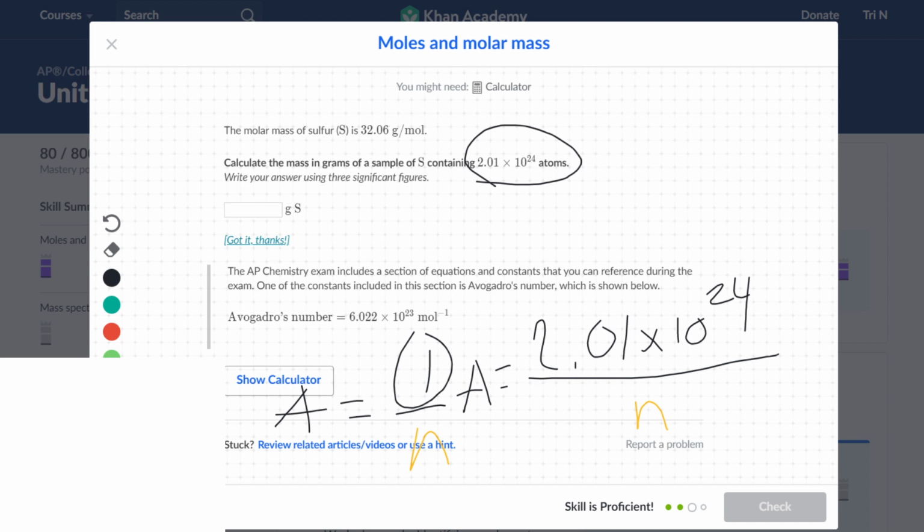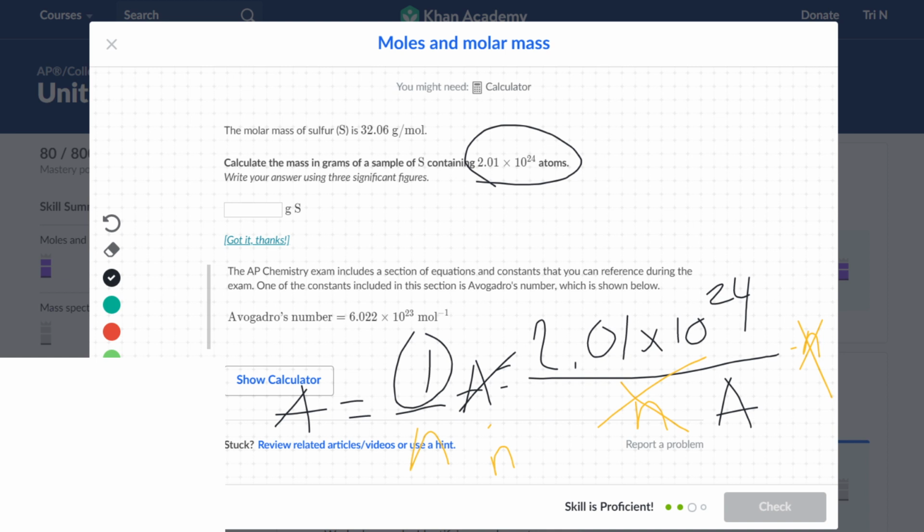The way we can find this is to isolate n by itself. We want to find what n is equal to, so we multiply by n on both sides. That cancels, and we have A times n is equal to the amount of atoms, 2.01 times 10 to the power 24. We also want to divide by the Avogadro number on both sides, to cancel it on the left side and isolate n. So now n is equal to 2.01 times 10 to the power 24 divided by the Avogadro constant, 6.022 times 10 to the power 23. That is the way we figure out the moles.